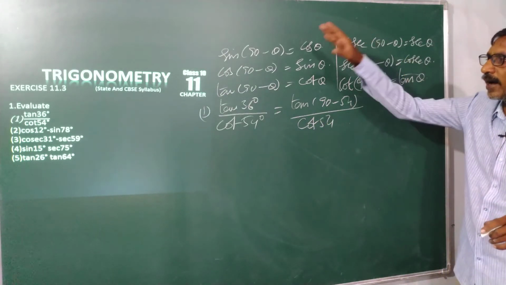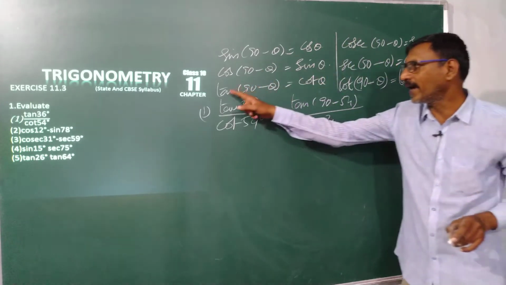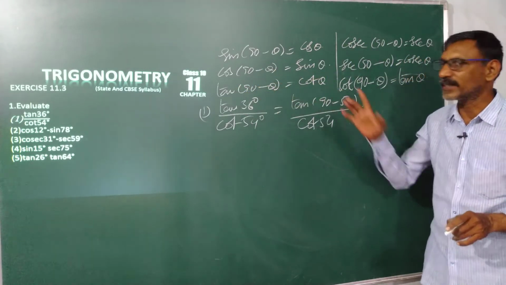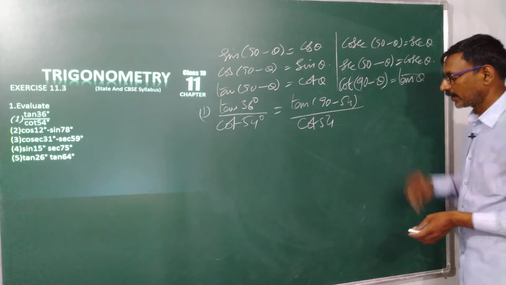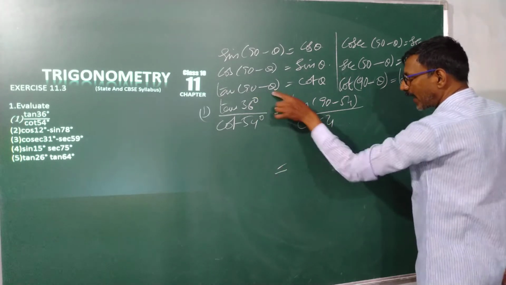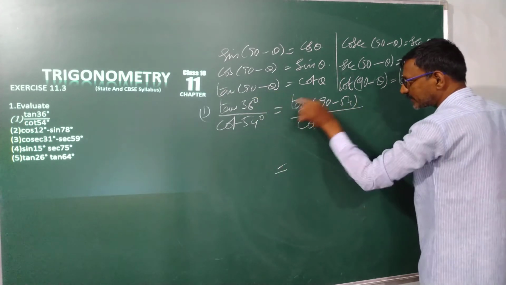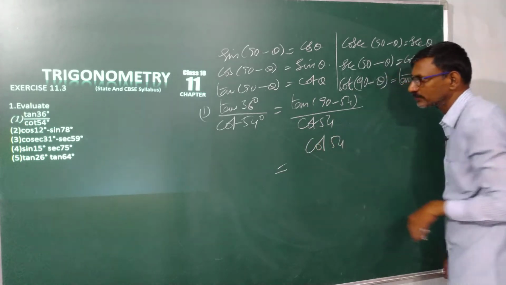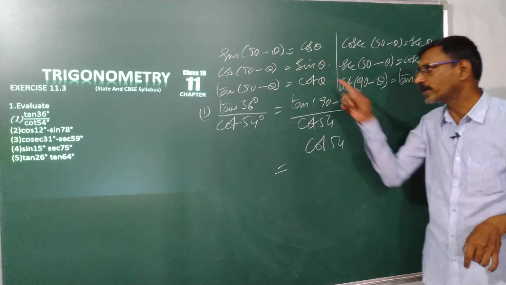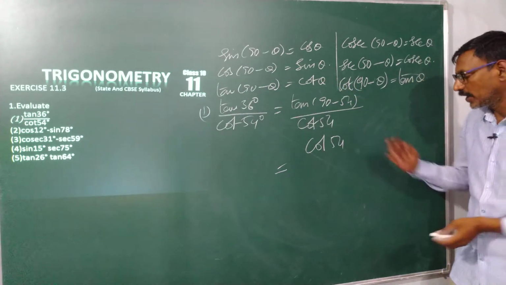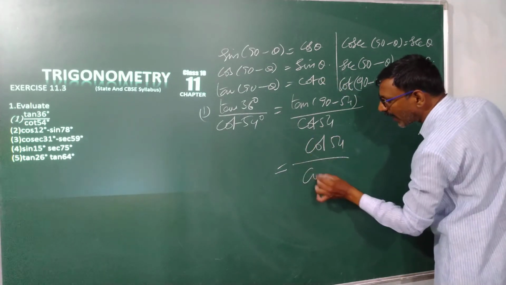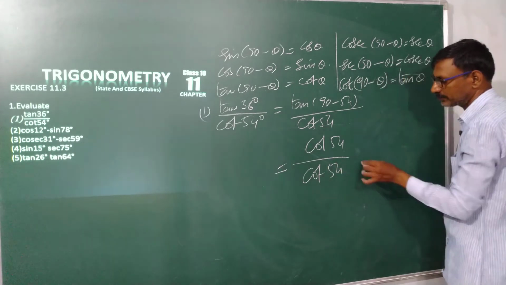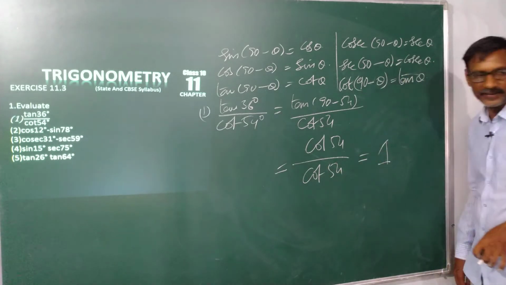Now coming to the formulas. Tan 90 minus theta is nothing but cot theta. This is my tan 90 minus theta. This directly transfers into cot 54. Tan transfers into cot, divided by, already we have cot 54. Both get cancelled. I will get the answer, what?